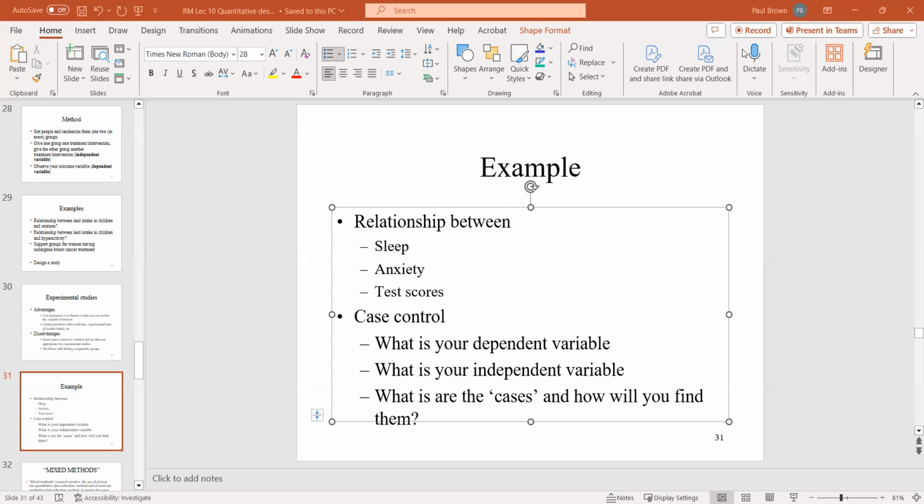How about if we did this as a cross-sectional? How would it differ if we did a cross-sectional study?